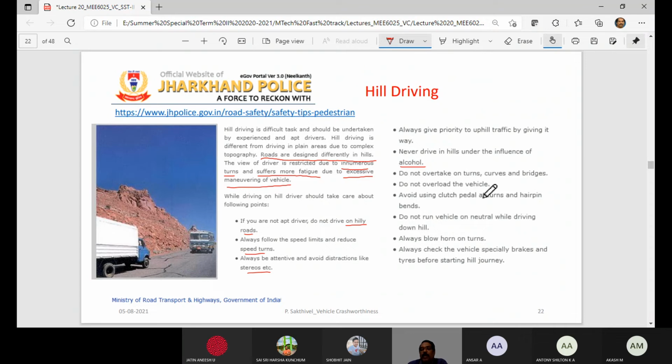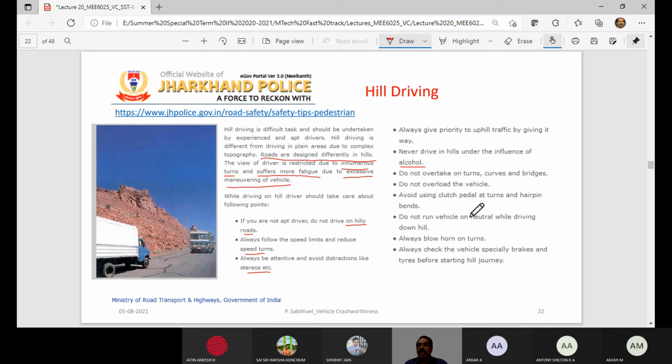Don't overload the vehicle. So overloading a vehicle, you know what would happen during braking or acceleration. Even at starting, there will be heavy load transfer, and heavy loads could make your axle fail. There are many problems that are involved with higher loads.